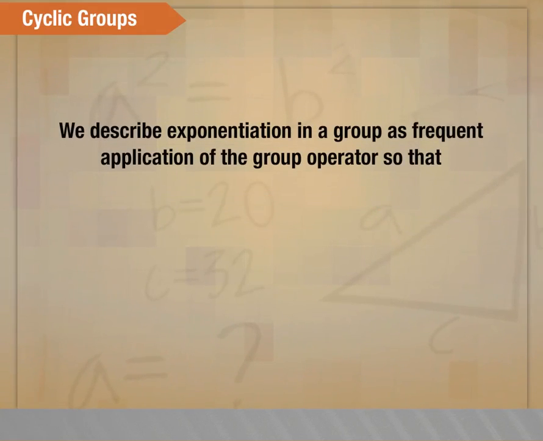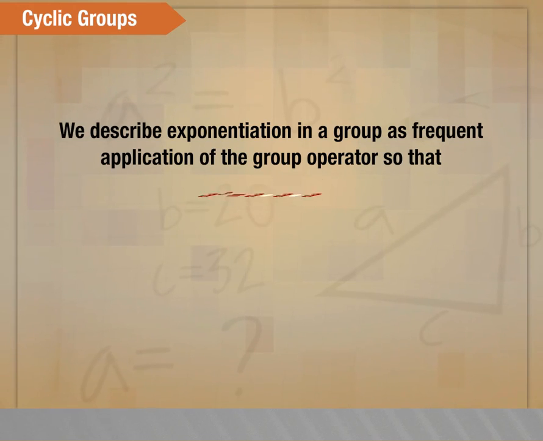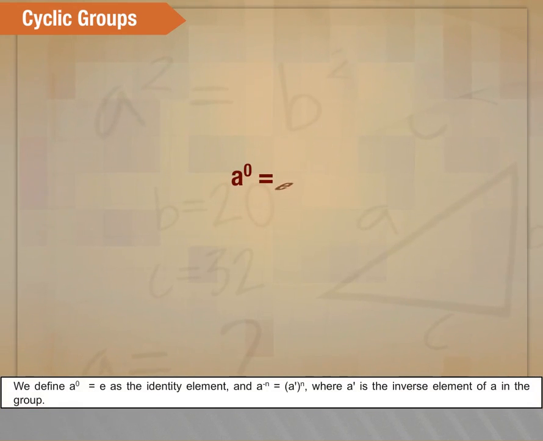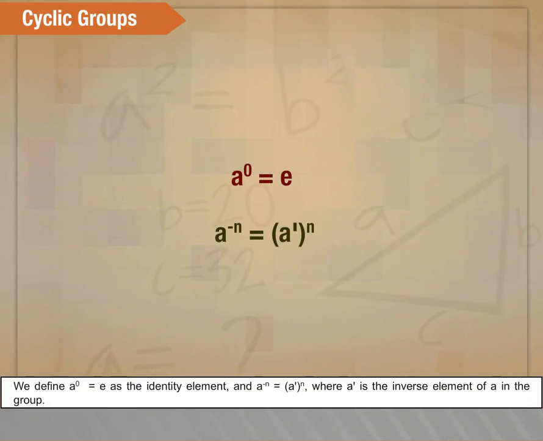Cyclic group. We describe exponentiation in a group as repeated application of the group operator, so that a cubed is equal to a · a · a. We define a to the power 0 as equal to e, the identity element, and a to the power minus n as equal to (a') to the power n, where a' is the inverse element of a in the group.